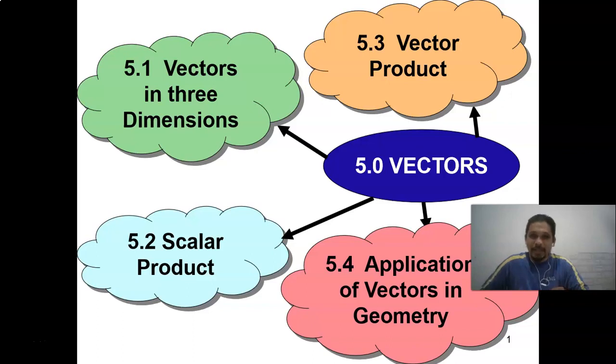Okay, so this is the beginning of the topic of chapter 5. As you see on the screen here now, it's divided into 4 parts. First is vectors in 3 dimensions. Then scalar product, vector product, and application of vectors in geometry. Okay, so without wasting so much time, let's continue.